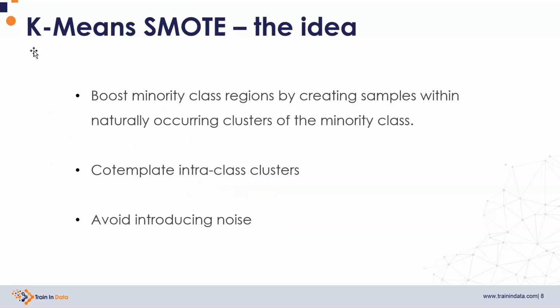So the idea of K-Means SMOTE is to boost minority class regions by creating samples within naturally occurring clusters of the minority class. So here we see one prerequisite for implementing this technique. We need to have naturally occurring clusters of the minority class. If our dataset does not have these clusters, then there is no point in using this technique. K-Means SMOTE will contemplate intra-class clusters, and it will avoid introducing noise by creating examples only within those clusters.